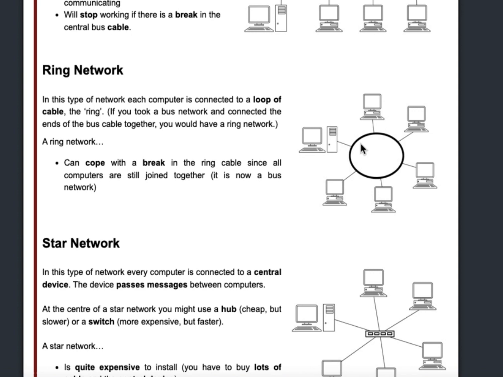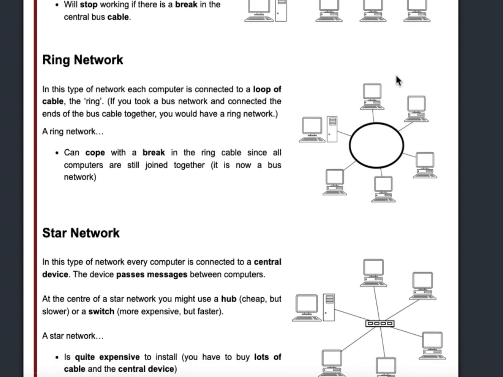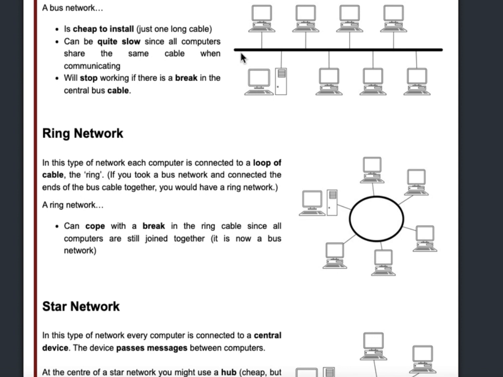We say the ring, if you took a bus network and connected the ends of the bus cable together, you will have a ring. To get a ring is just to take this wire and make it round. That's the point. You made this wire round and you get a ring.